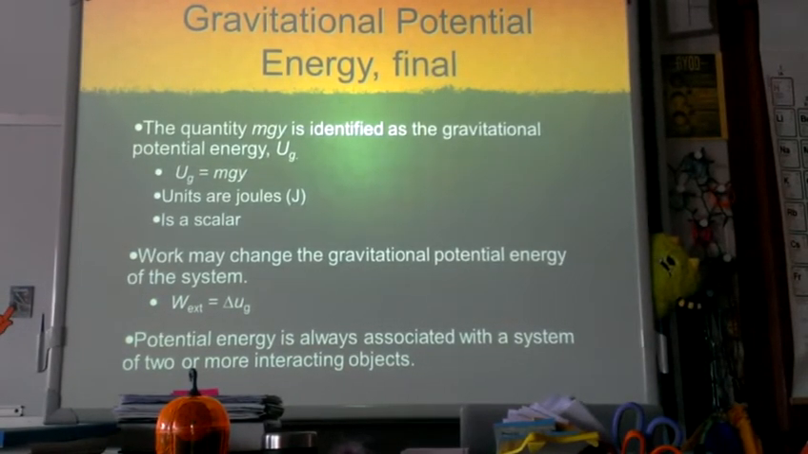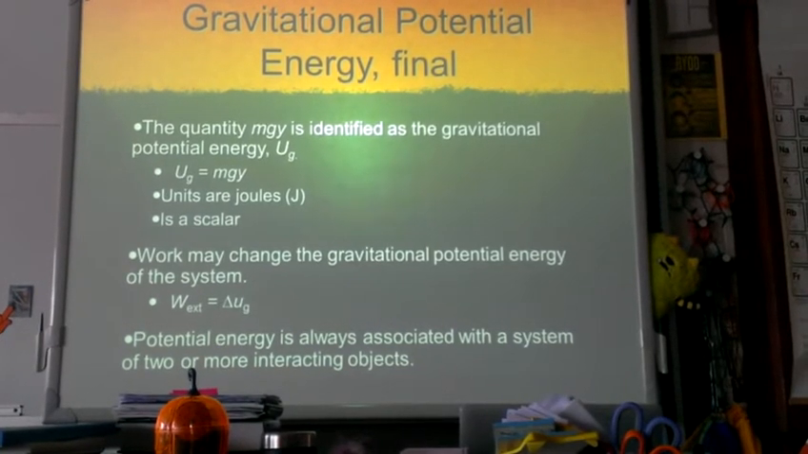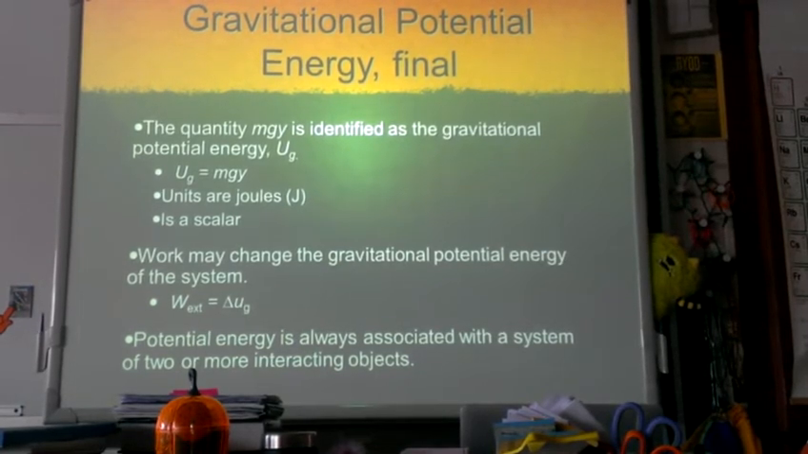We're going to say that this is specifically gravitational potential energy. There are going to be a couple other potential energies that we'll focus on later. For gravitational potential energy, we symbolize that as U. We're always going to symbolize potential energy with a U, and we specify gravitational potential energy with a subscript g. So U sub g is equal to mgy, or mass times acceleration due to gravity times whatever height value that is. Its units are joules, and it is a scalar quantity.